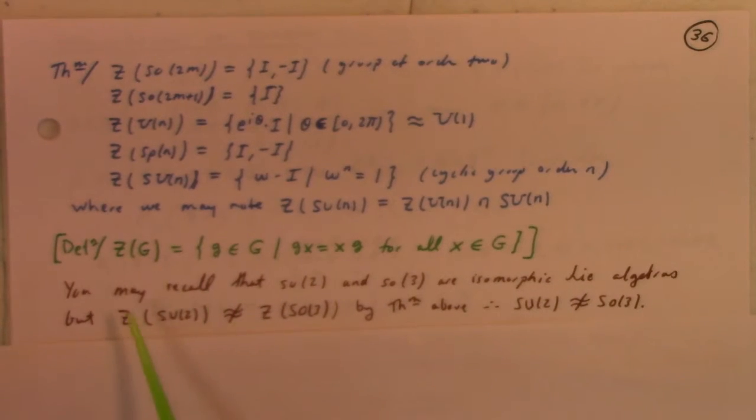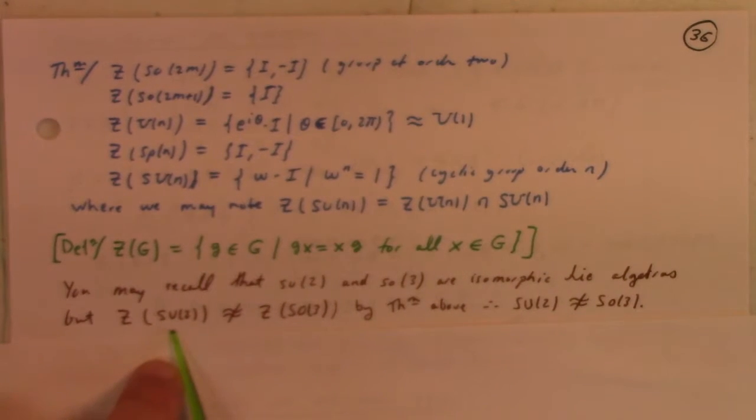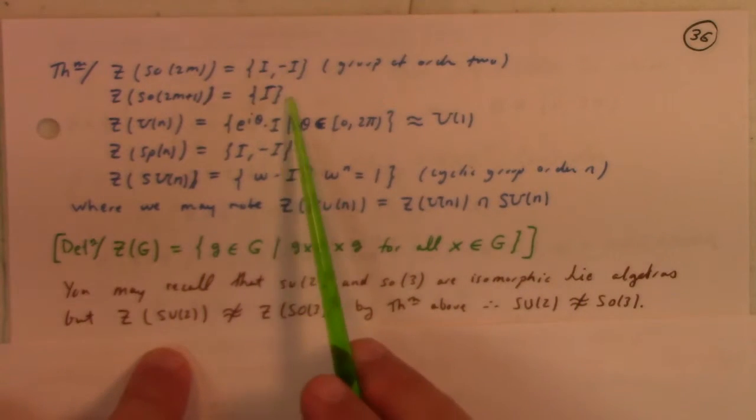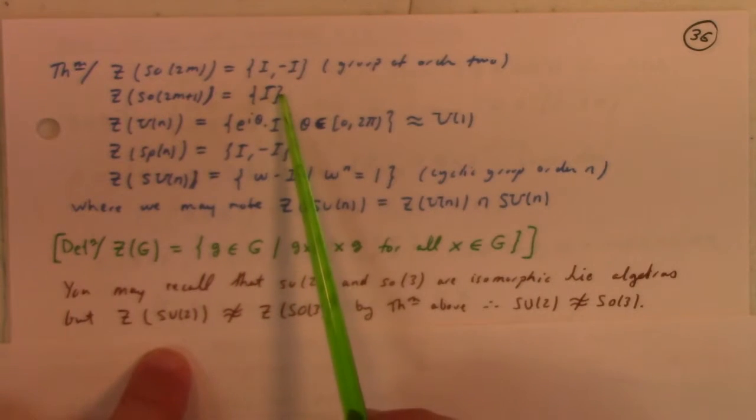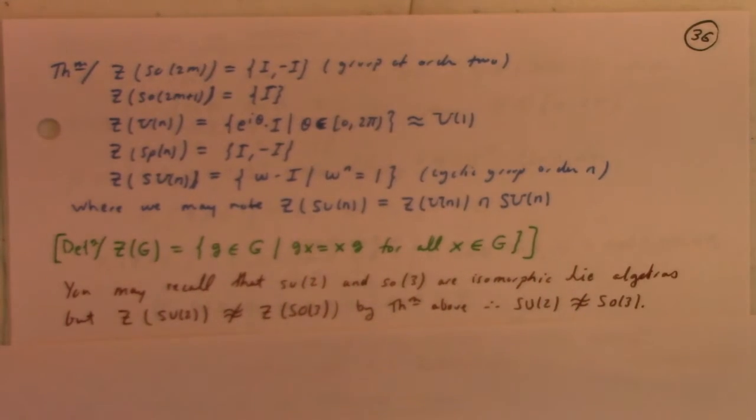Another comment we can perhaps appreciate at this point. You may recall that SU(2) and SO(3) are isomorphic as Lie algebras, but here's proof positive that they're not isomorphic as groups. Two groups that are isomorphic certainly have the same center, so that's one of the things that you could prove in your basic group theory course without too much trouble. But as you can see, the center for SU(2) and the center for SO(3) are not at all the same, right? The center for SU(2) is the cyclic group of order 2. The center for SO(3) is just the identity. So it's a group of order 1 versus a group of order 2. Those are not the same thing.